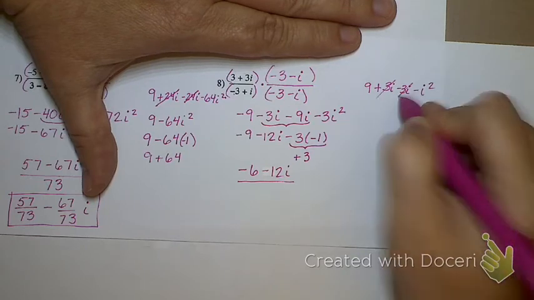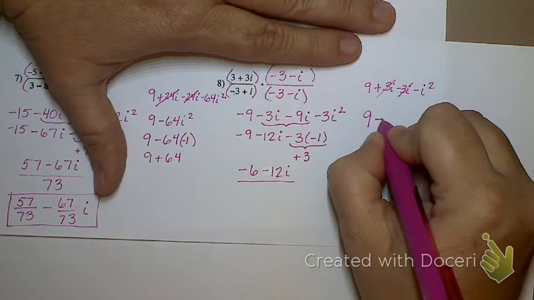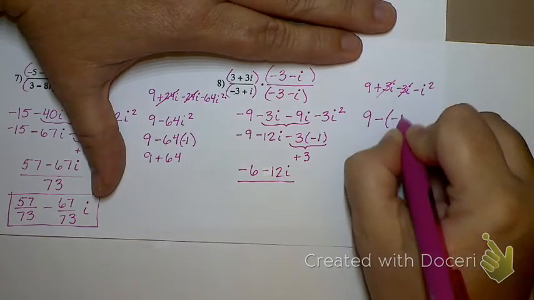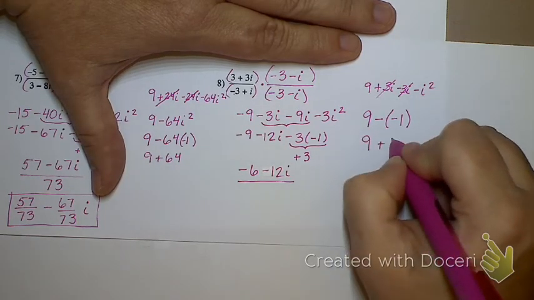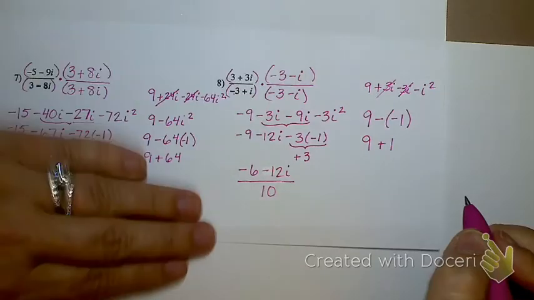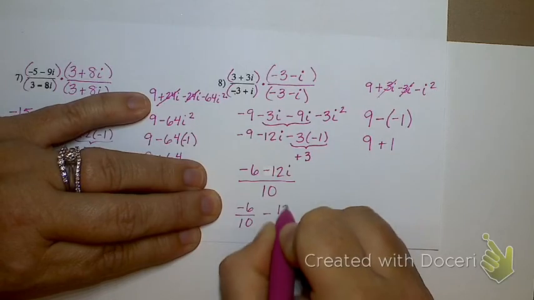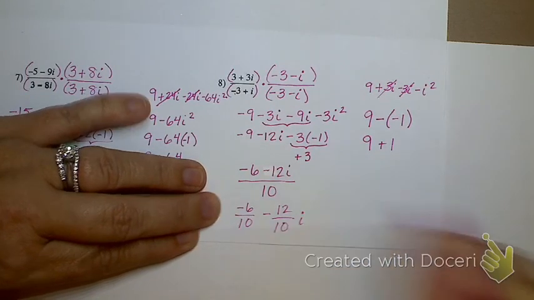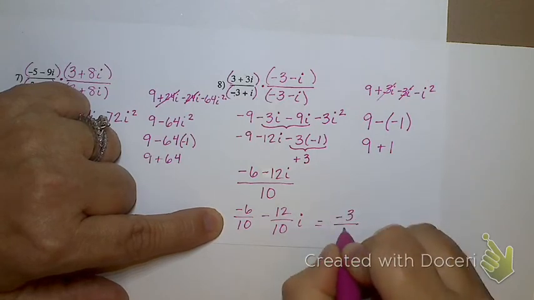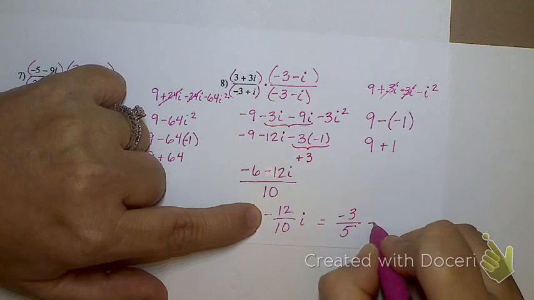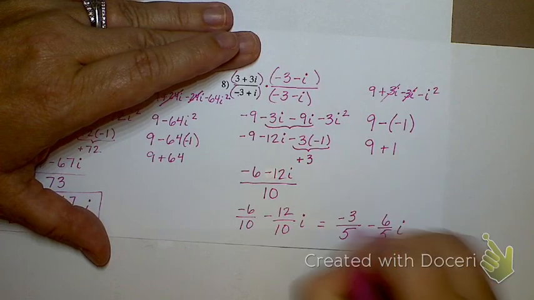The middle terms do cancel out, but I have 9 minus i squared. What happens? It becomes 9 plus 1, which is 10. So let's split it up and reduce. Negative 6 over 10 minus 12 over 10i. What does negative 6 over 10 reduce to? Negative 3 over 5 minus, if I cut these in half, I get 6 over 5. And that's my answer.